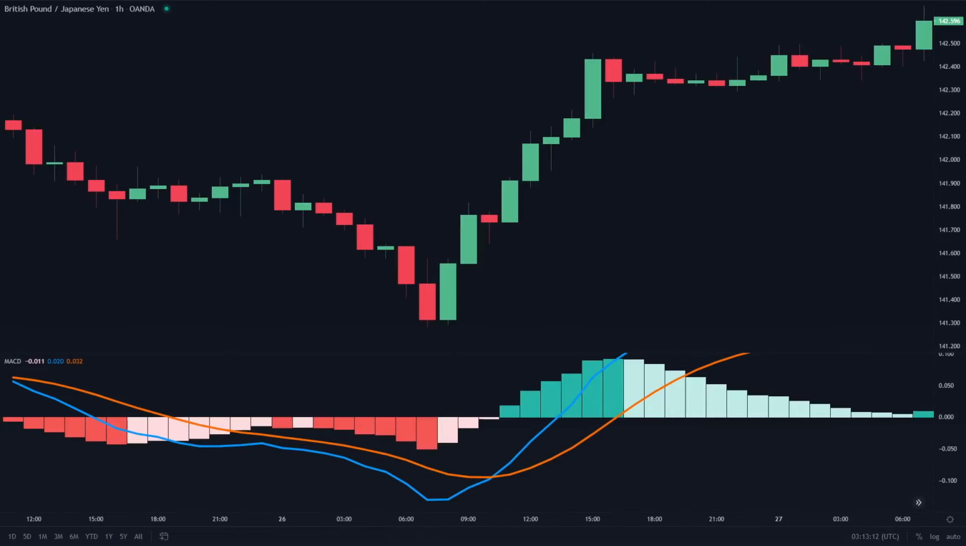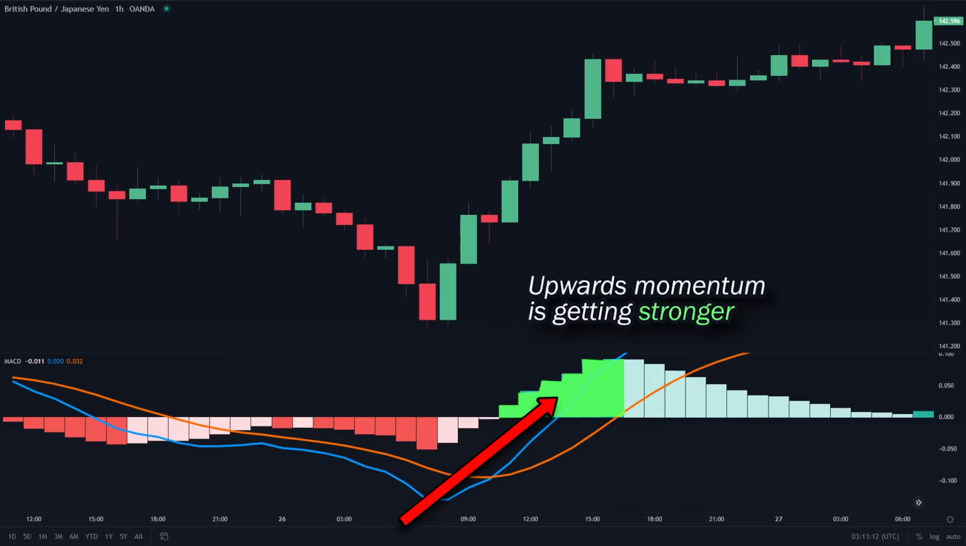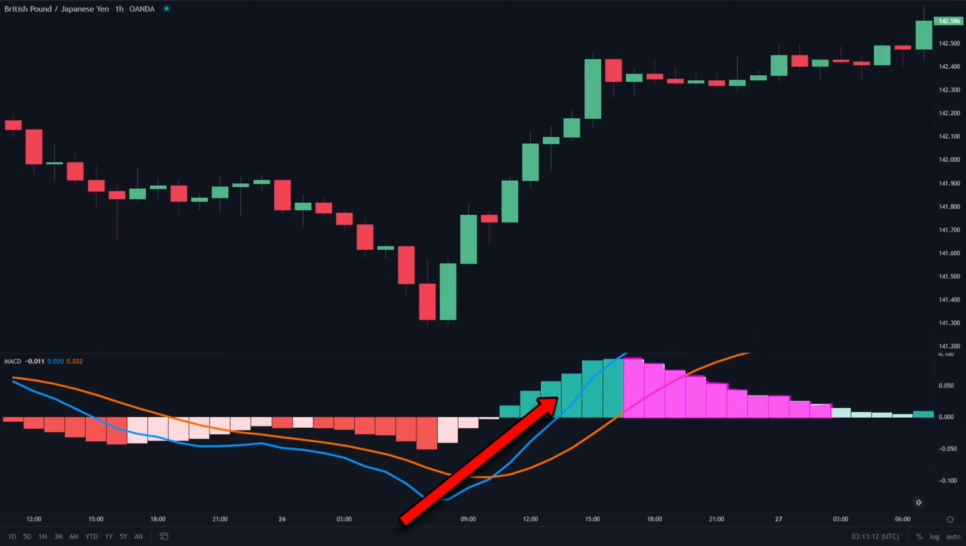Traders can also utilize the size of the histogram to determine the strength of the momentum. If the MACD crosses above the signal line and the histogram is getting larger, it shows the upward momentum is very strong. And if the histogram is getting smaller, it shows the uptrend momentum is getting weaker.